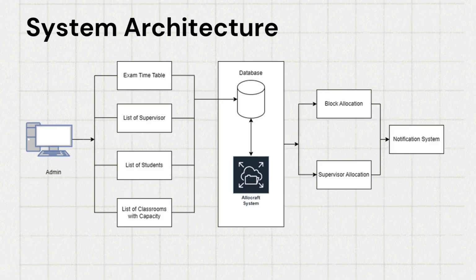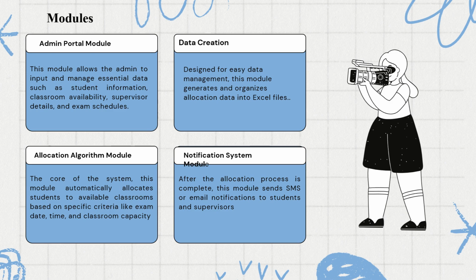System architecture. In system architecture, the admin portal module is where the admin inputs data: student, classroom, and schedules. The data creation module organizes and generates data, typically in Excel. Allocation algorithm module, the core logic that assigns the students and supervisors based on rules. And the last part is the notification system module that sends the automated SMS or mail alerts.